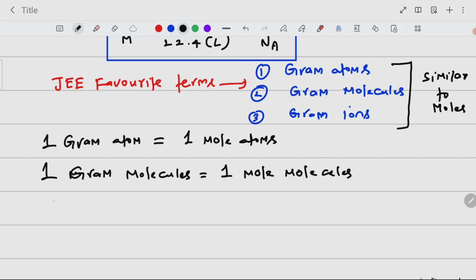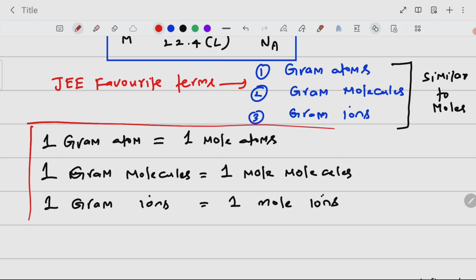Avoid confusion. Everything should be clear from here onwards. 1 gram ion means 1 mole of ions. So here there is no difference. Only to twist the question, they use this. So remember the important box where you need to pay attention.